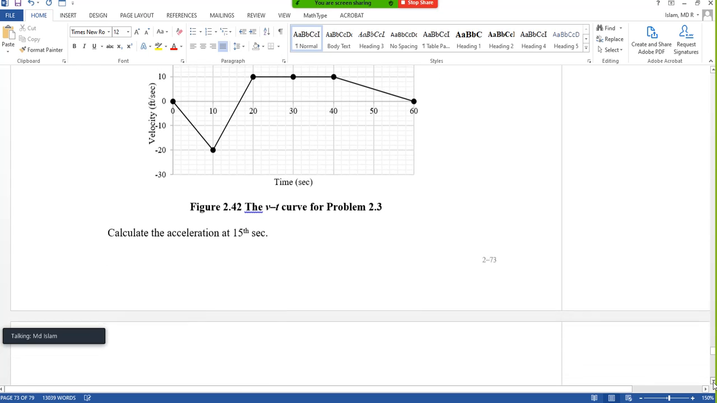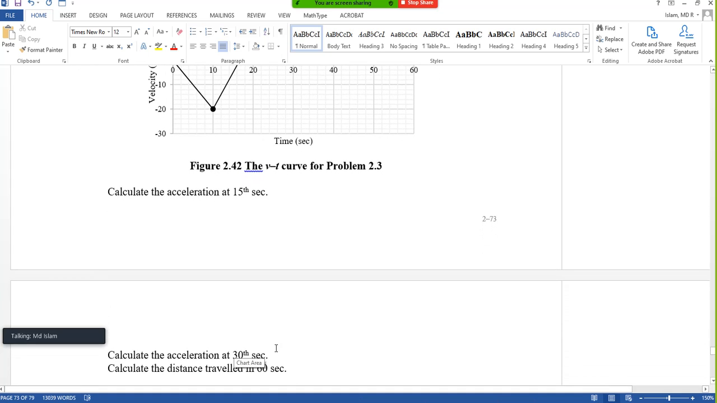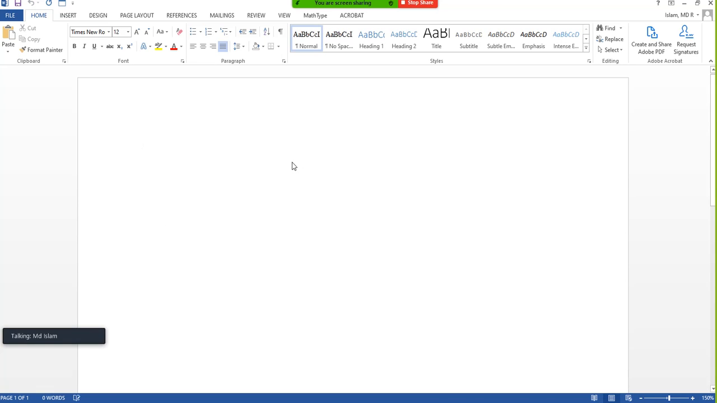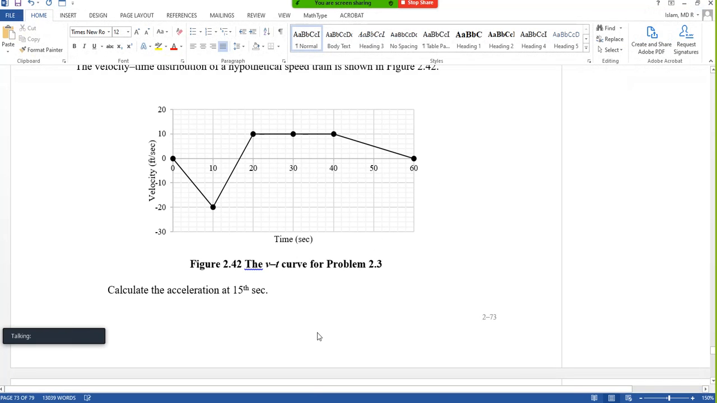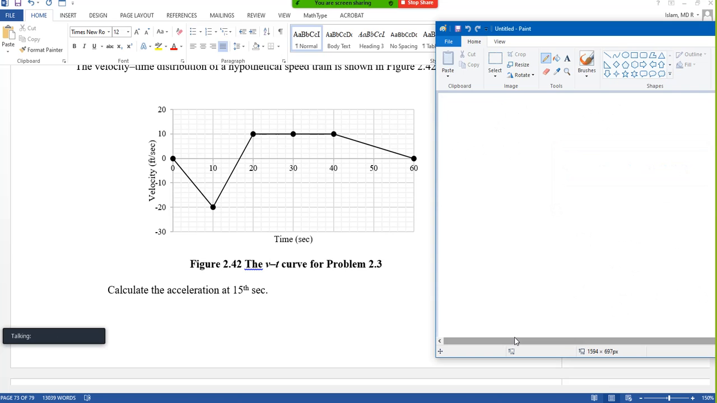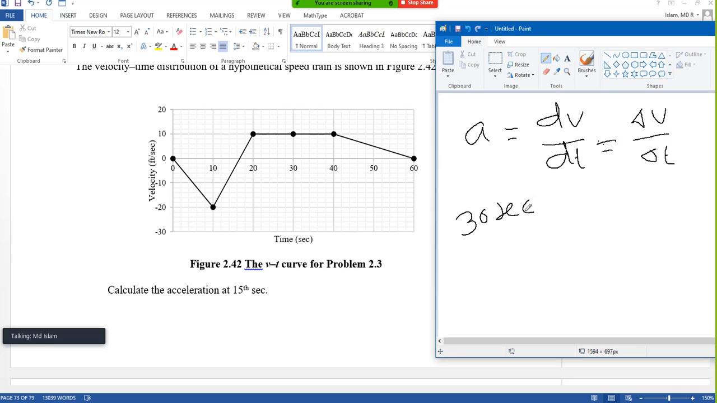Next, the acceleration at 30 seconds. That means here. What is the acceleration at 30 seconds? Again, I'm writing the same thing, dv by dt, or delta v by delta t. At the 30th second, what is the acceleration? What is the slope of this curve at 30?